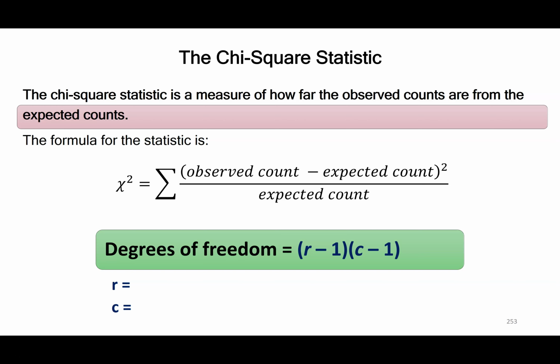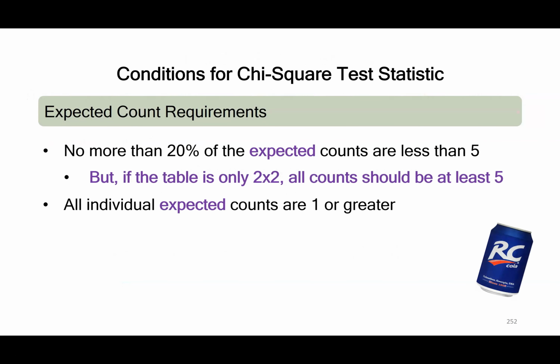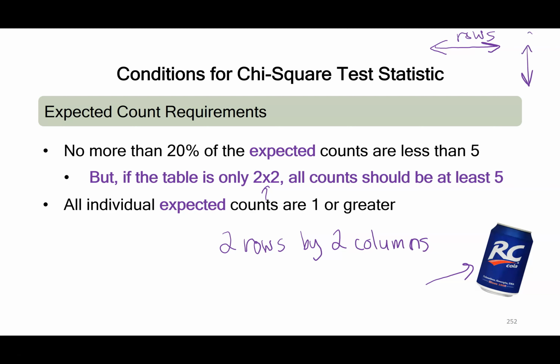Just a thing to reference here, super old school. When I talk about a 2 by 2 table, that's 2 rows by 2 columns. So columns go up and down.